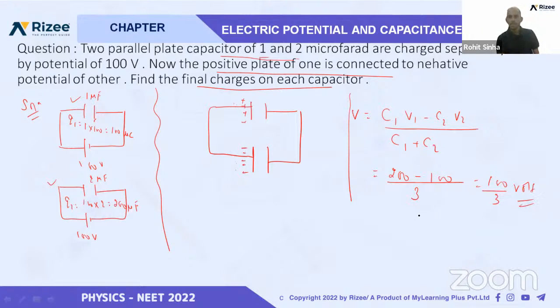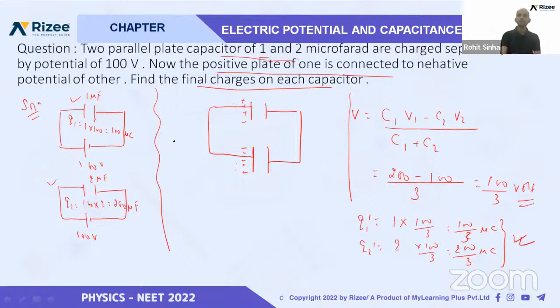Finally, the final charge Q1 dash will be C into V. For 1 microfarad, C into V is 100 by 3, that means 100 by 3 microcoulomb, and Q2 dash will be 2 into 100 by 3, that means 200 by 3 microcoulomb. This will be the final charge on each capacitor. Any problem till now? We can discuss it once more.